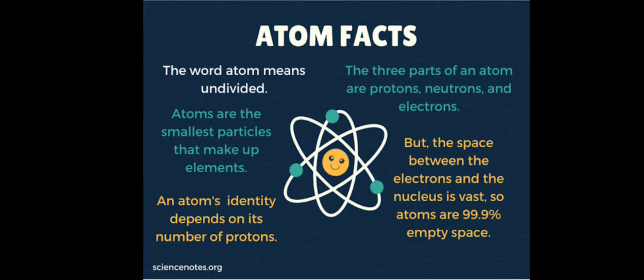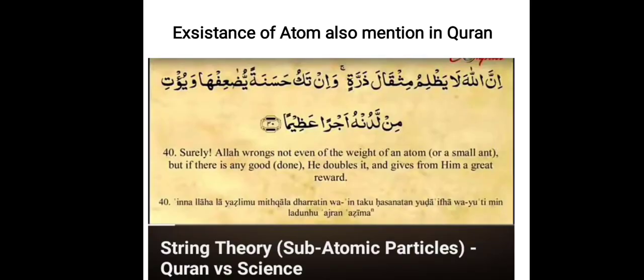So there are some important facts about atoms. The word atom means undivided, so you cannot divide an atom further. This is the smallest particle of matter or the universe. Atoms are the smallest particles that make up elements. An atom's identity depends on its number of protons. The three parts of an atom are the protons, neutrons and electrons. But the space between the electrons and the nucleus is so vast that atoms are 99.9% empty space.